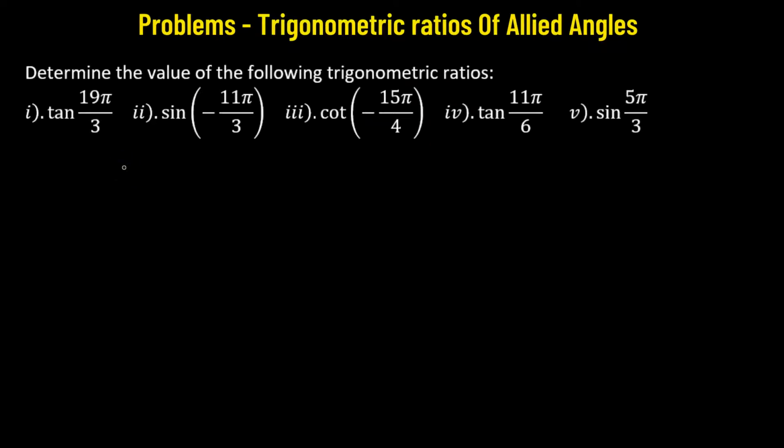So here in this problem, we need to find out the value of the given trigonometric ratios. Let us begin with our first one. In problem number 1, we have tangent of 19 pi over 3.